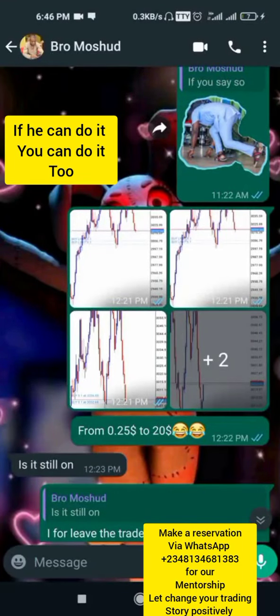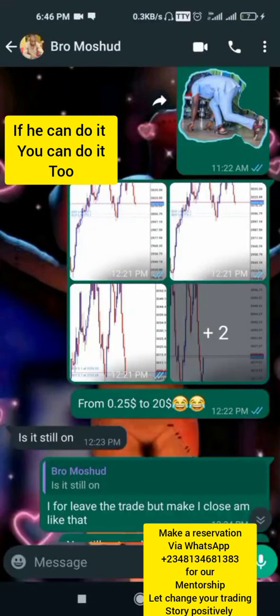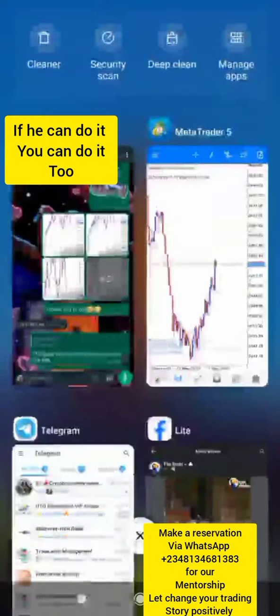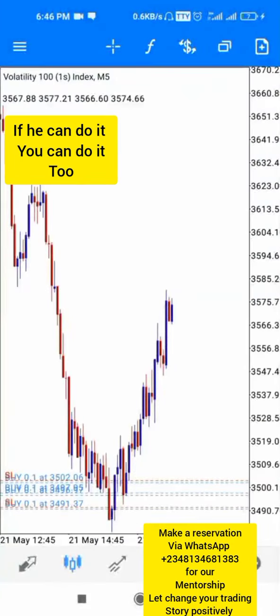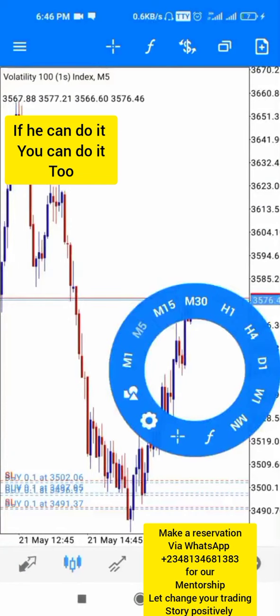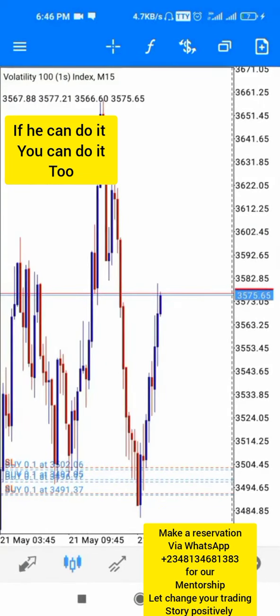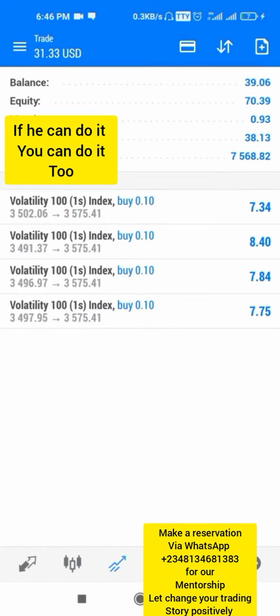So I'm still on it, and right now let me show you my current balance so that you can see I have a lot of trades today. So I'm still on it actually, and we are still making it. Very soon I'm going to close this trade, but just let me show you guys how it is going. So the current balance now is $70. You see this.